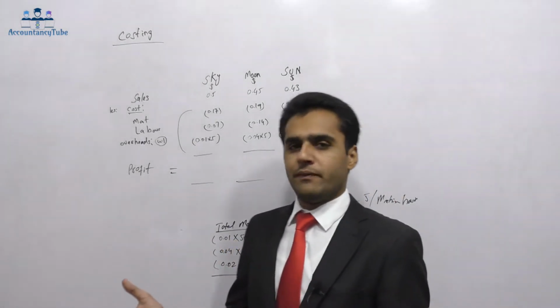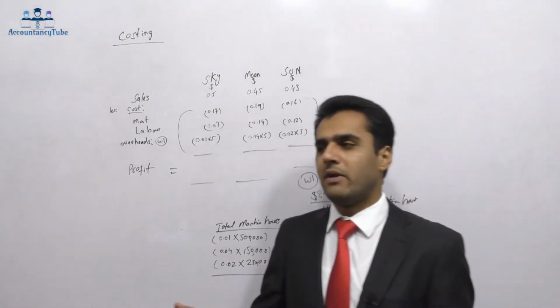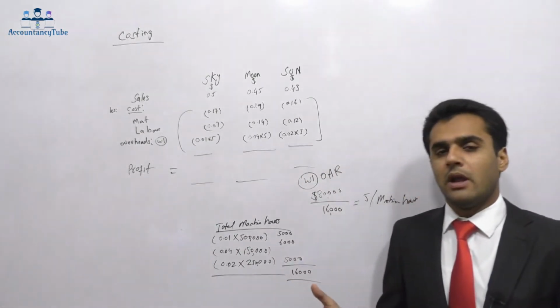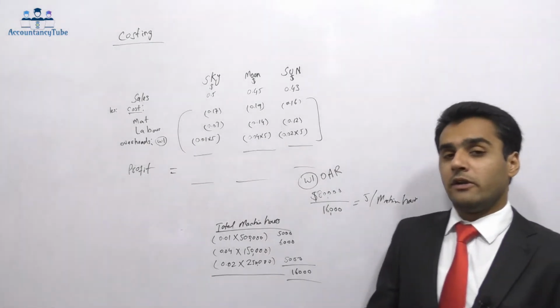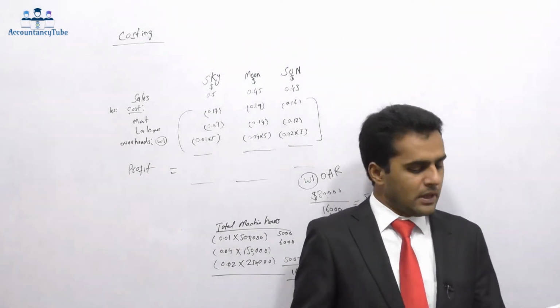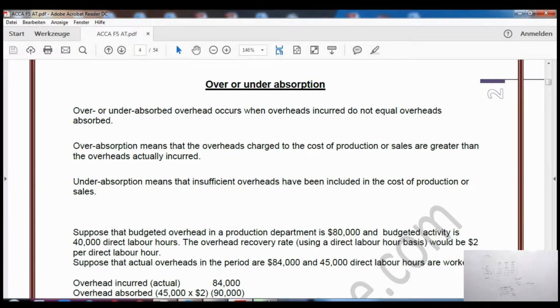Now actual results might be different to that. When the actual results came, we might have incurred more overheads, or we might have incurred less overheads than the budget. Whatever the difference is going to be, it is either going to be over absorption of overheads or under absorption of overheads. Now that's what over or under absorption is all about. Let's read that. Over or under absorption of overheads accrues when overheads incurred do not equal overheads absorbed. Right? Now overheads absorbed means the budget. Overheads actually incurred could be different.